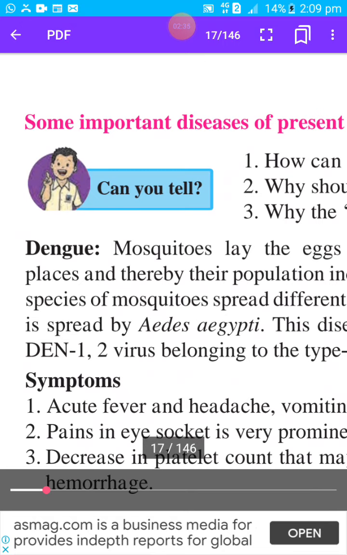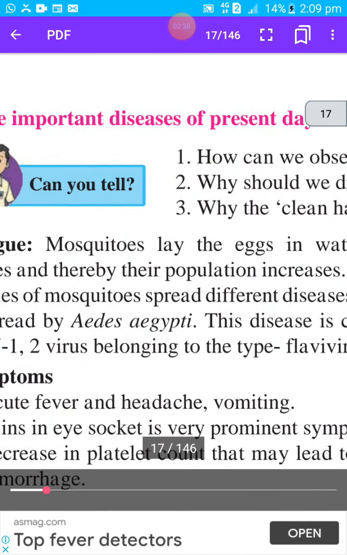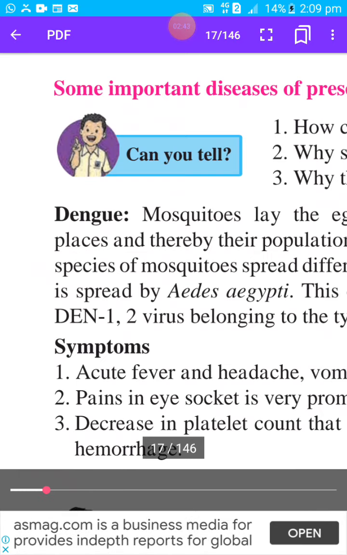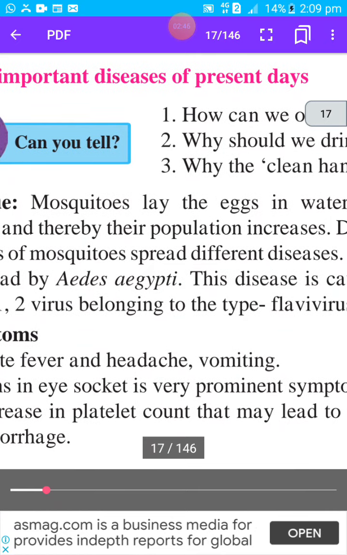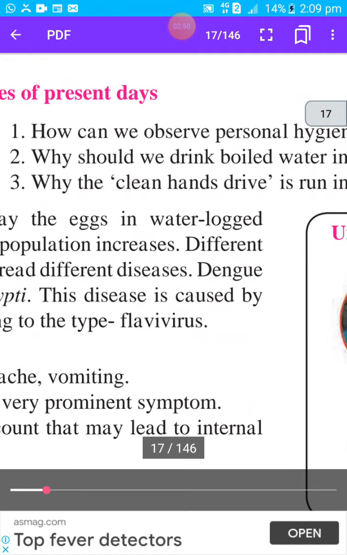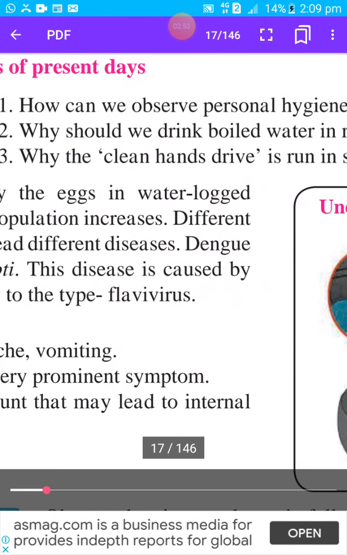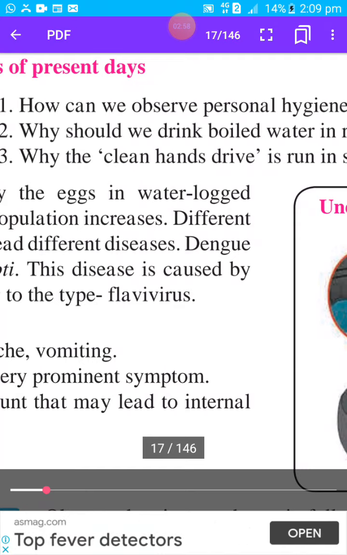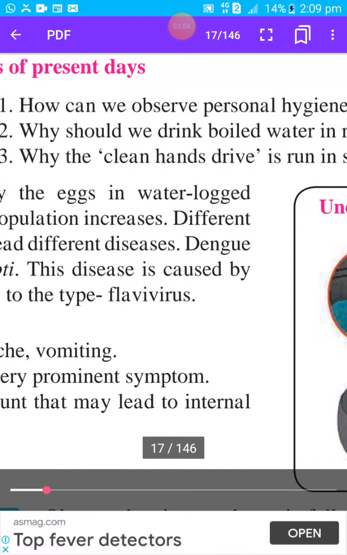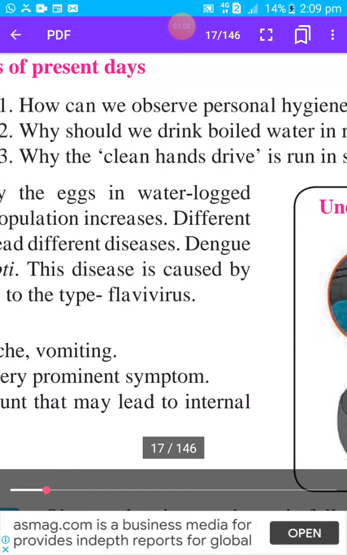Okay, so some important diseases of present day. We have to study some diseases which are there nowadays. So let us see. Can you tell how we can observe personal hygiene? We should keep our surroundings clean, especially in the rainy season. We should take care that water will not get stored in any pot or the like, because it will give rise to the spread of mosquitoes. Then we should also follow personal hygiene.